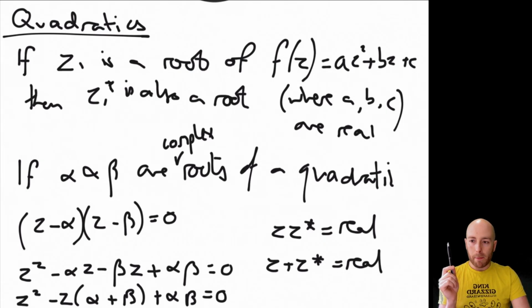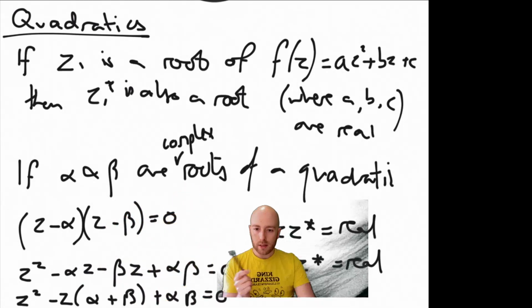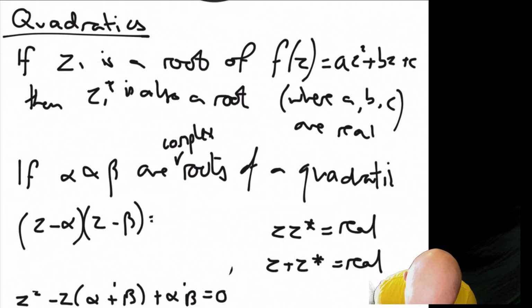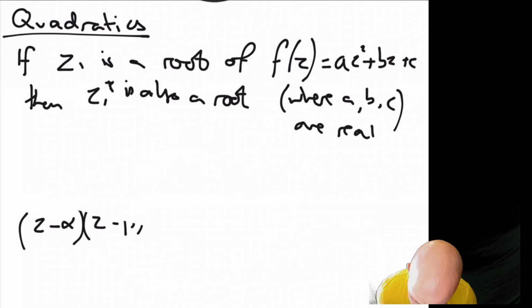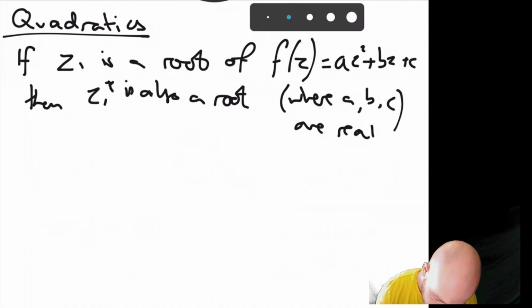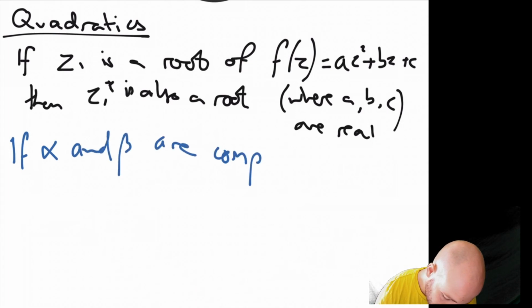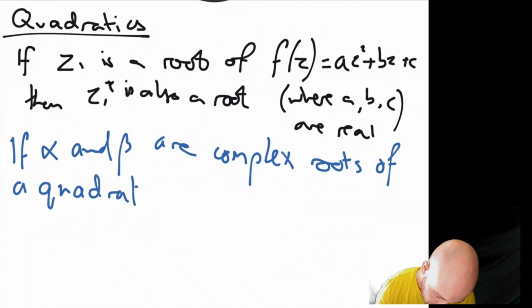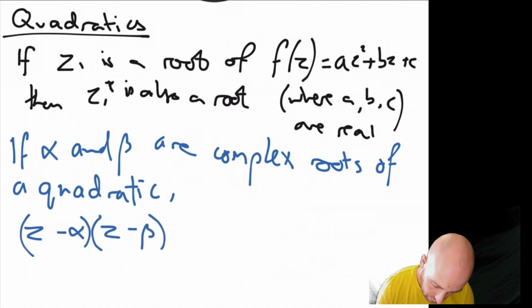So, we always use alpha and beta and gamma for complex roots. If alpha and beta are complex roots of a quadratic, we can write it like this. We can go one step further and expand this. I'll show you guys how we did that. So I'll just rewrite this sentence. If alpha and beta are complex roots of a quadratic, we could say z minus alpha, z minus beta equals 0.